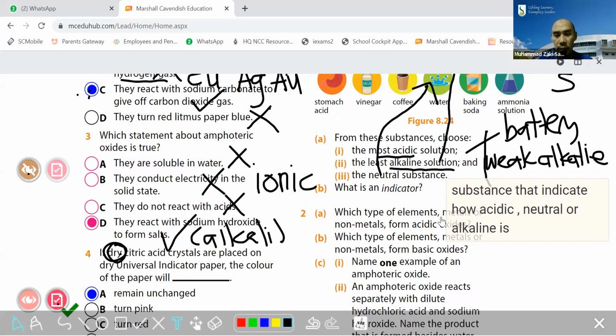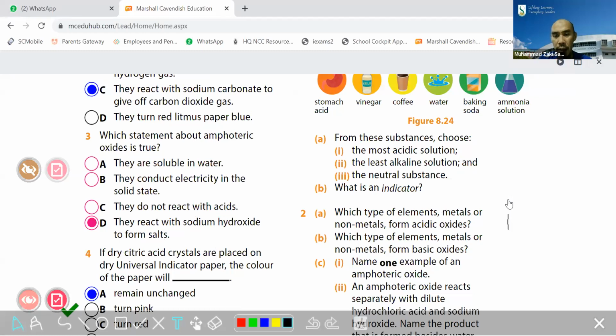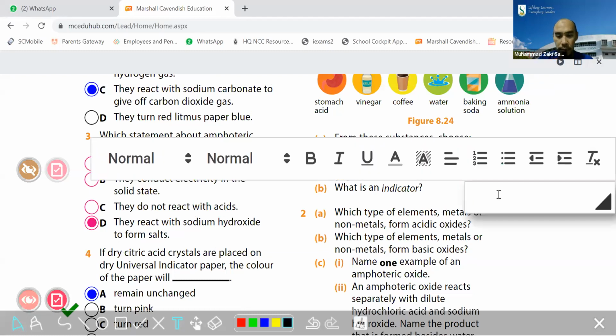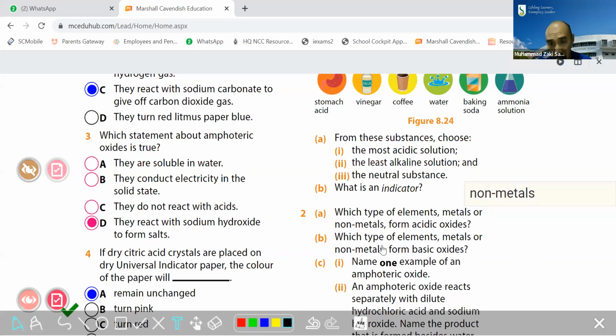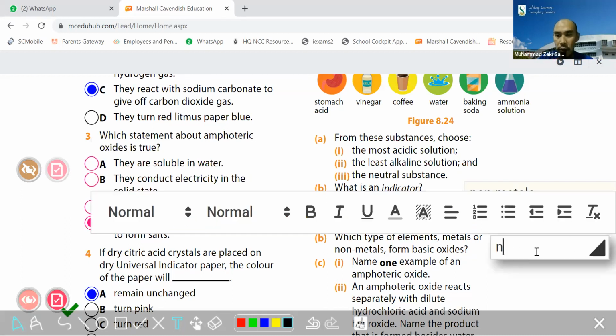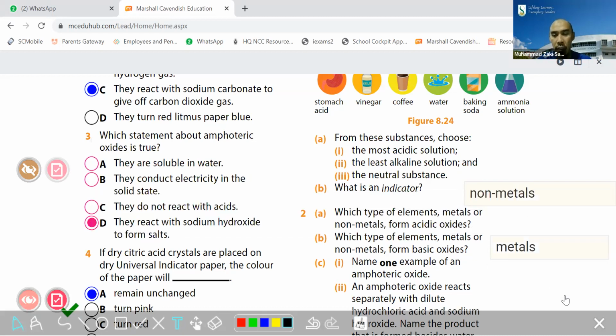So which type of elements, metals or non-metals, form acidic oxide? Usually the non-metals. Okay, right. Which type of element, metal or non-metal, forms basic oxide? So it should be the metals. Okay, it's fine. Right. Next.